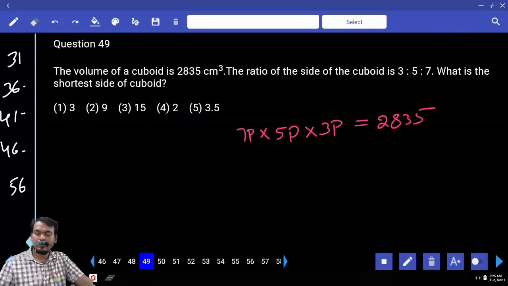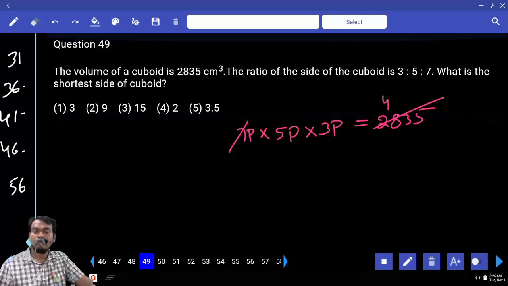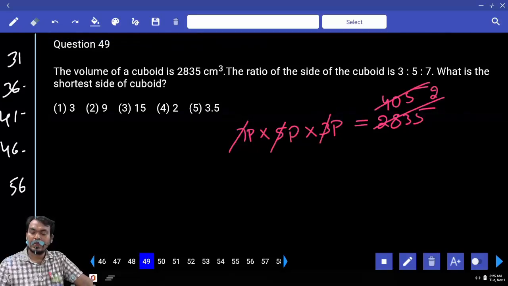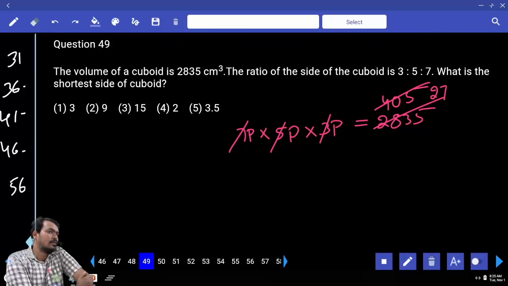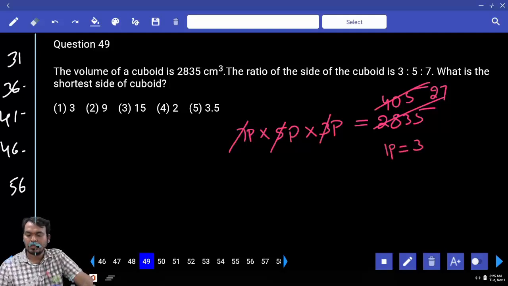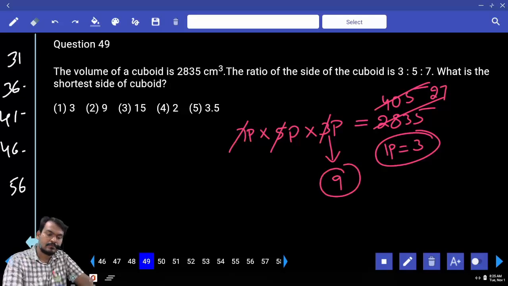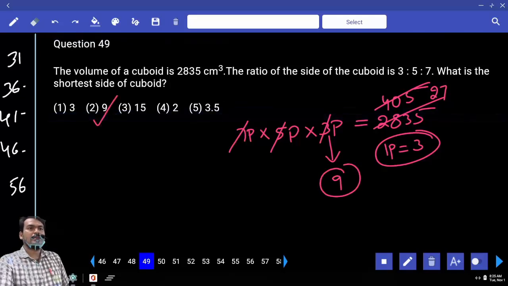First of all, 7 times how many is 28? 4 times, then 0, 5. Next, 5 times 3 is 15. 15 how many times? 2 times, and again 7 times. What is the right hand side? 27, which is 3 cubed. So every one part is 3. We require the shortest side or the longest side? The shortest side. How many parts do we need? 3 parts. What is the answer? 9. On the left hand side it is parts into parts into parts, nothing but part cube. Part cube or part square? Part cube.